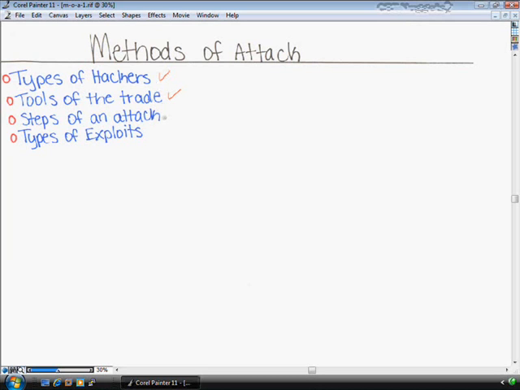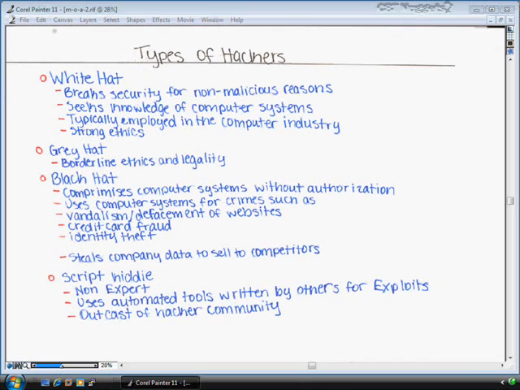And then we will lay out steps of an attack, where we will see the common framework that an attacker will take when they want to exploit your network. And then we will close out this nugget with a discussion about some of the common exploits that you need to be familiar with. Types of hackers.